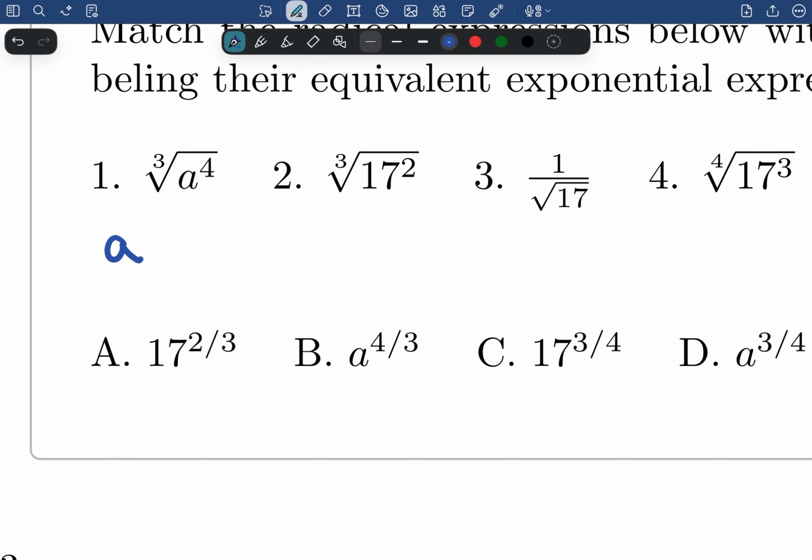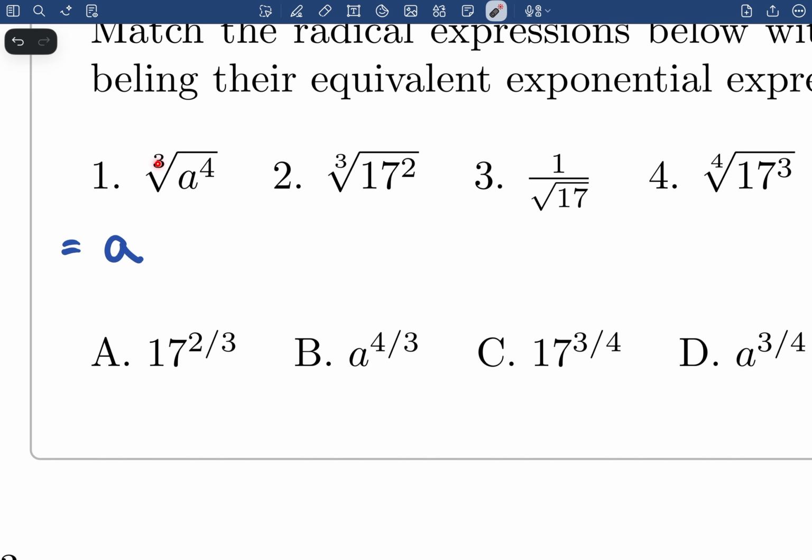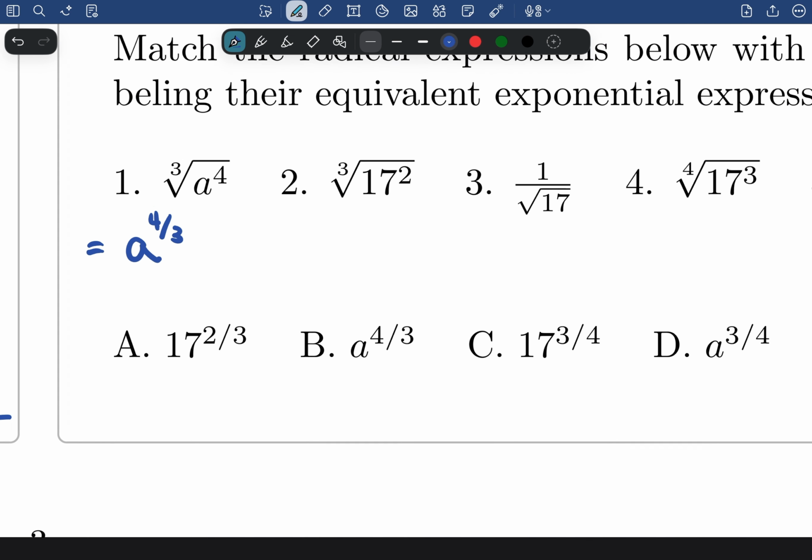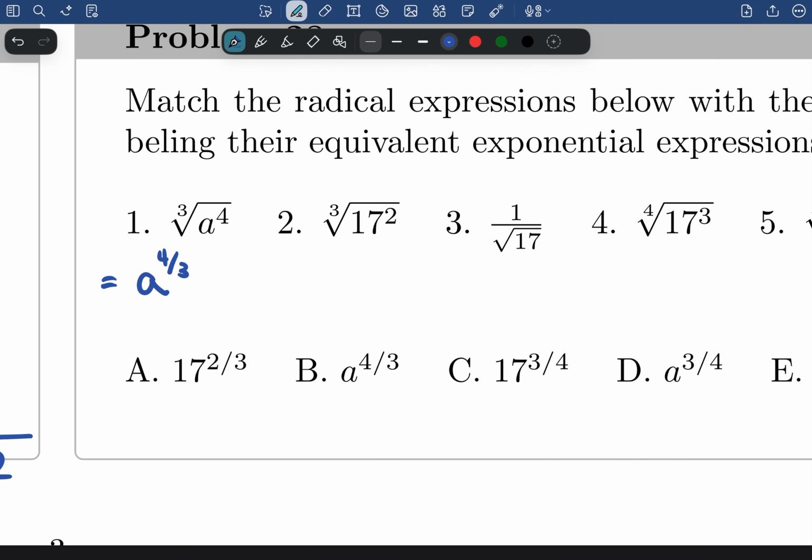And so we take the base a, and we take these values: the index, that's the denominator of my fraction, and this power of a, that's the numerator of my fraction. And so I get 4/3 as my rational exponent. Looking at my solutions, that's this one, b. So I'm going to answer that number 1 is associated with b. I'll write b above number 1.